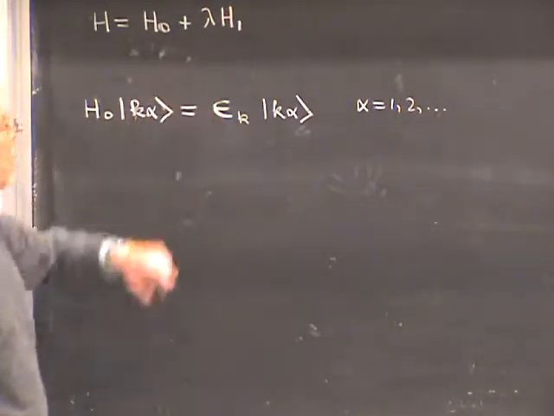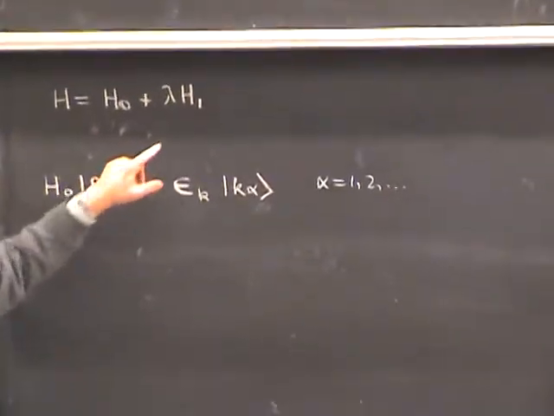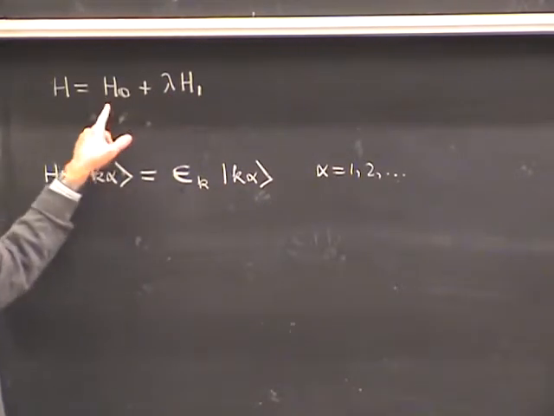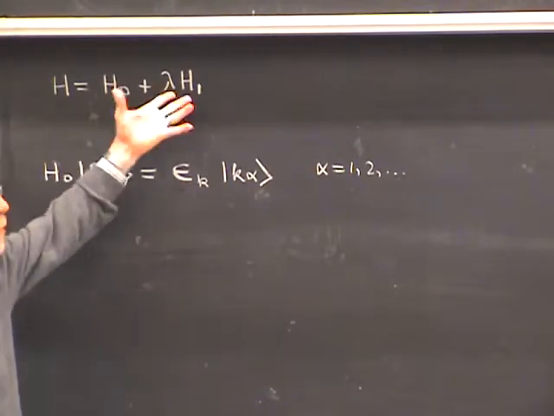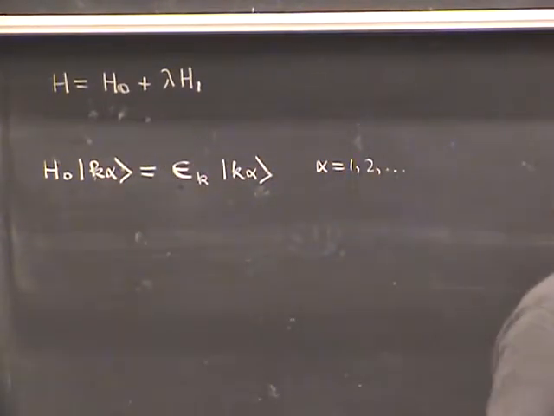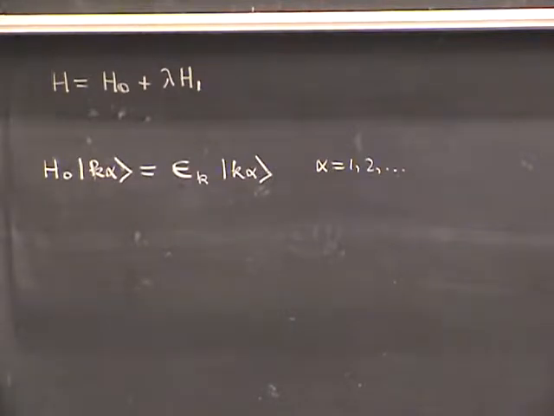Here H1 is a perturbation. Lambda is an interpolation parameter that we use to switch on the perturbation, so that when lambda is 0, we have just the unperturbed Hamiltonian, and when lambda is 1, we have the full perturbed system. It's oftentimes convenient to introduce this. In effect, lambda becomes a bookkeeping device for the order of the perturbations.